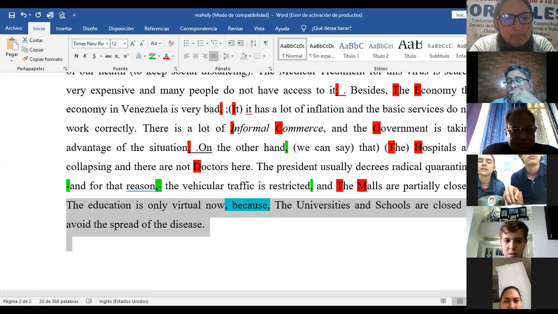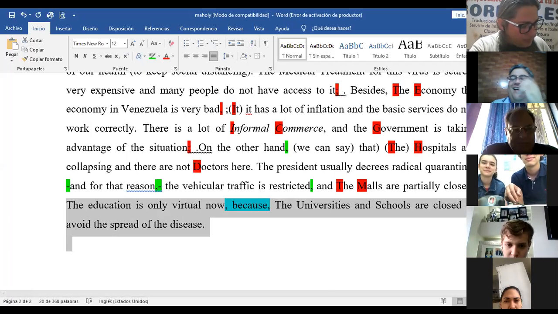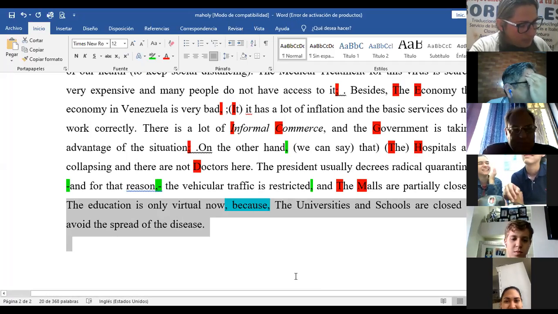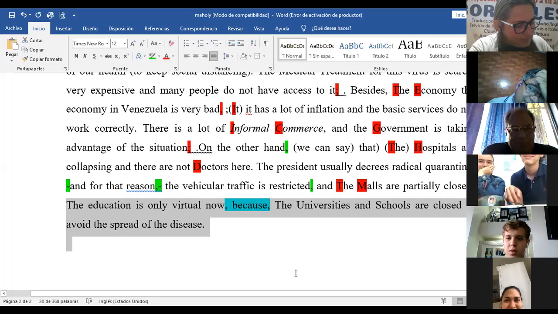The conclusion sentence. Yes, that's right. ¿Sabe qué? Sálgase ya de la clase, Adriana. Nos vemos la próxima.